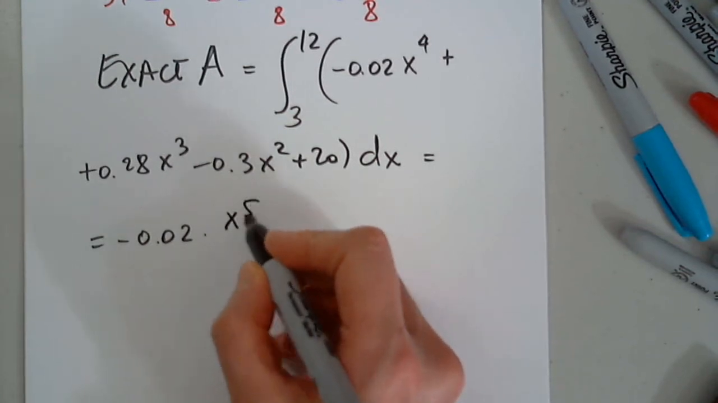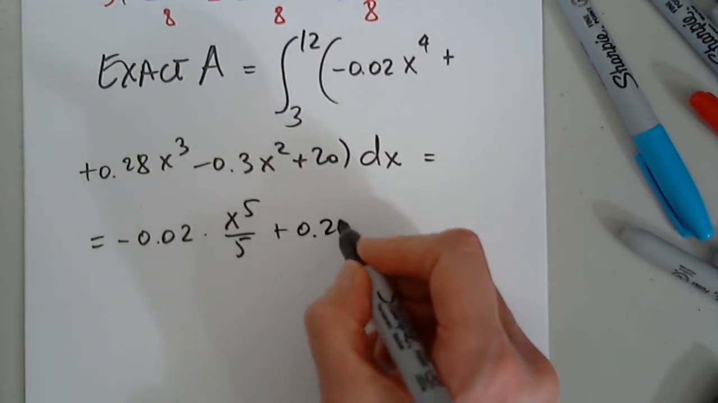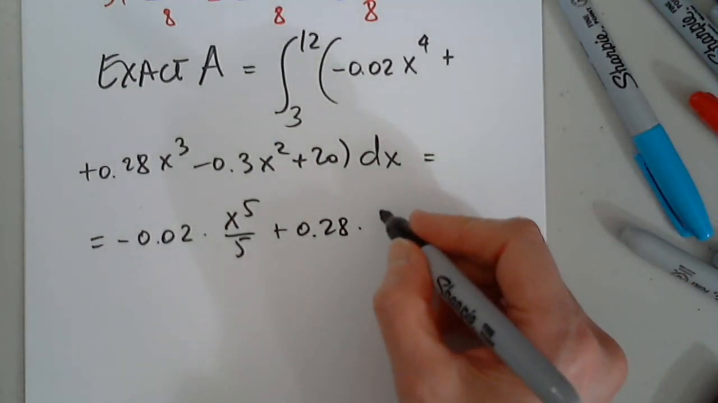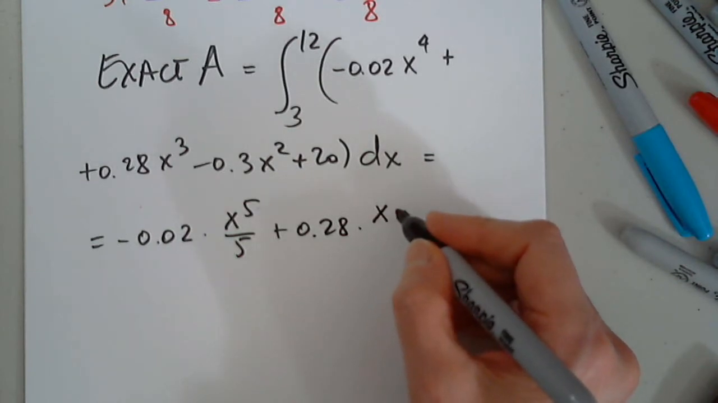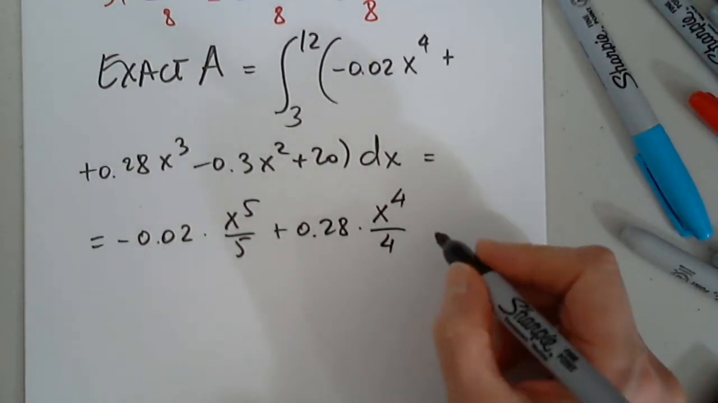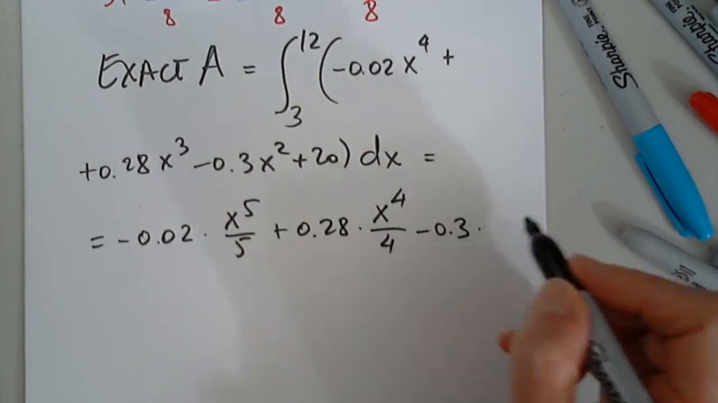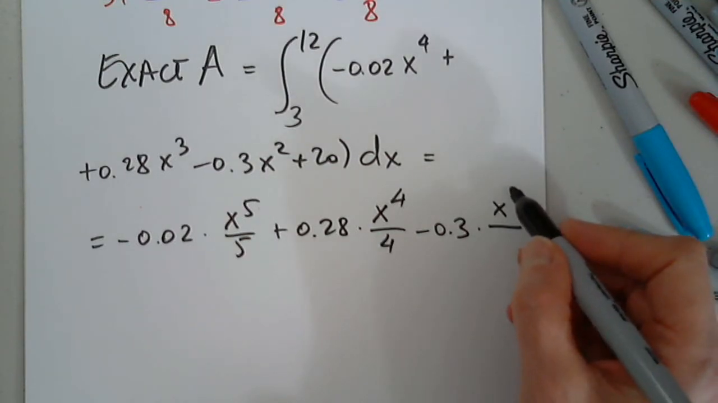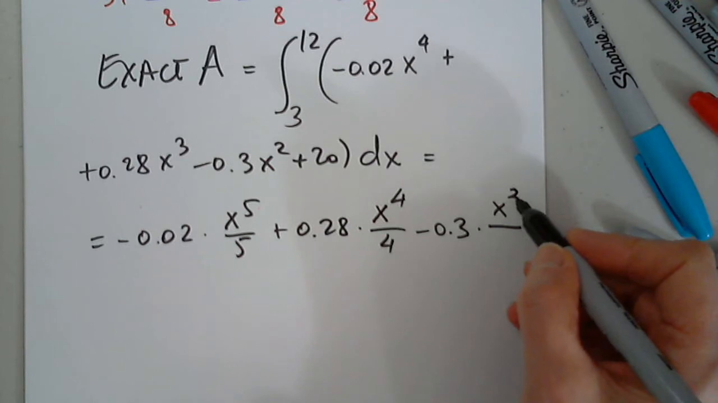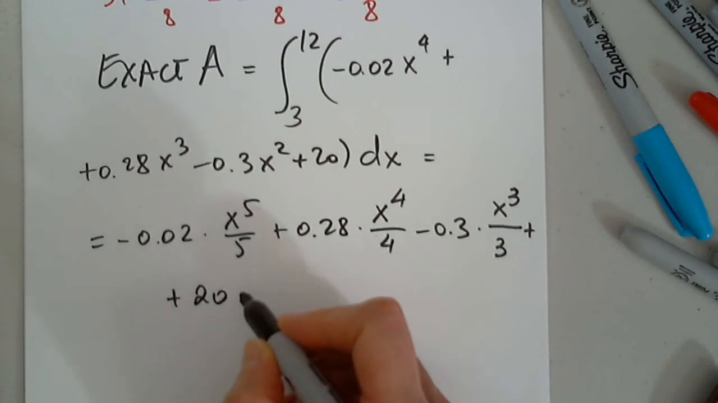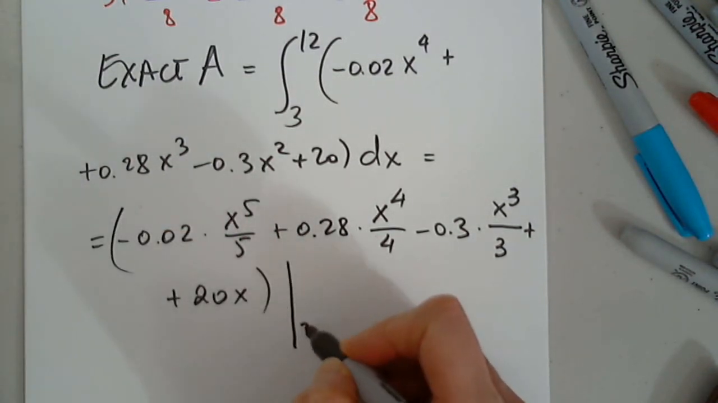X to the fifth over 5. Excellent. Plus 0.28. Who was that, Amanda? Thank you. Which function prime is x to the third? Anyone? X to the fourth over 4. Great job. So I'm here now. Minus 0.3 times x to the third, very good, over 3 plus which function prime is 20? 20x. That's it. From 3 to 12.